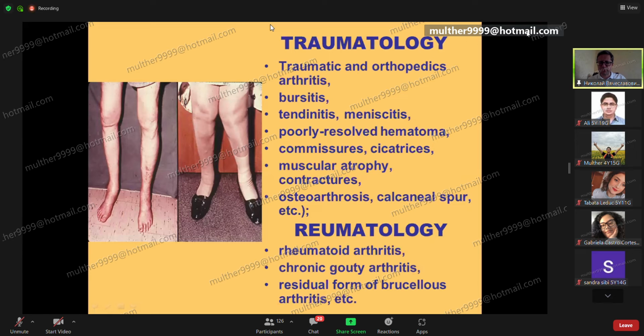In traumatological practice, we can successfully prescribe and use electrophoresis for patients with traumatic and orthopedic arthritis, bursitis, tendinitis, meniscitis, poorly resolved hematomas, commissures, muscle atrophy, contractures of muscles, osteoarthrosis, calcaneal spur, and some other pathological conditions, and for some forms of rheumatological diseases, such as rheumatoid arthritis, gout, brucellosis, and etc.